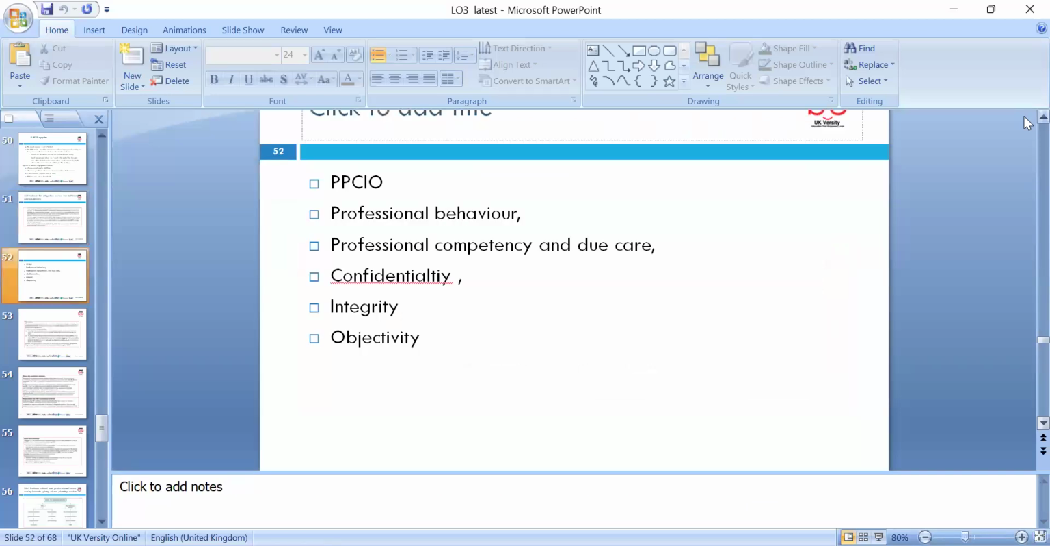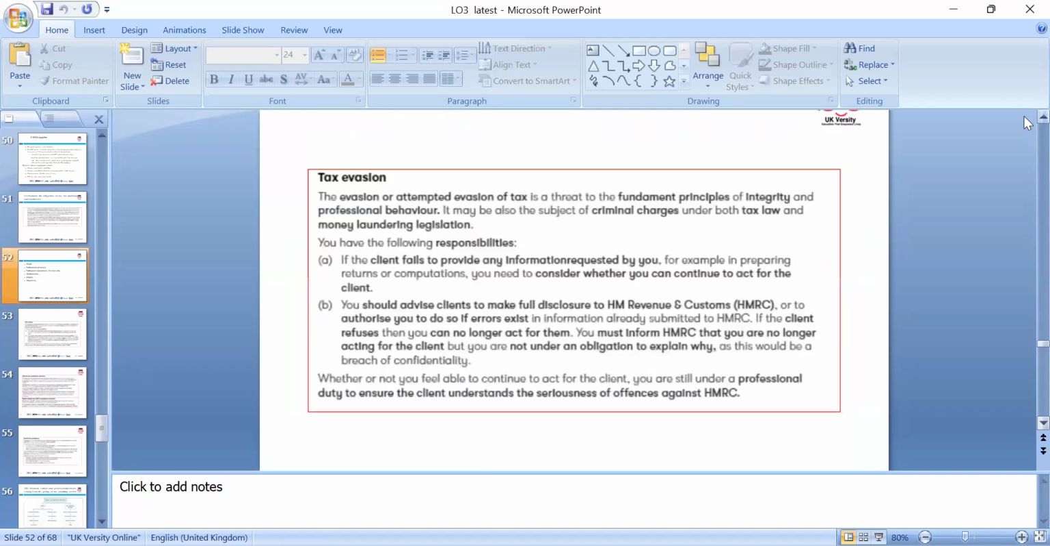member of a professional body. So PPCIO, to remember easily: popular people chat in office. Professional behaviour, not conflicting information; professional competence, due care, up-to-date knowledge; client confidentiality. We have the GDPR 2018 as well. Integrity is honesty, objectivity, true and fair information to clients. That's really where we need to be focused.